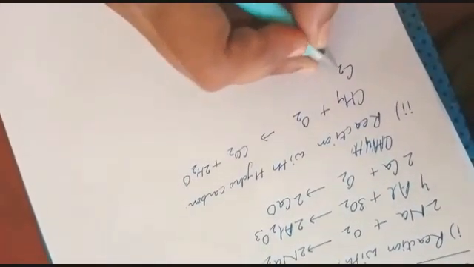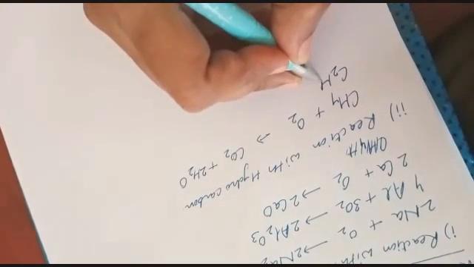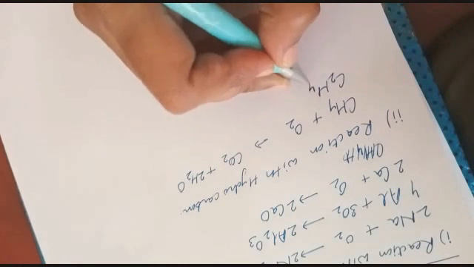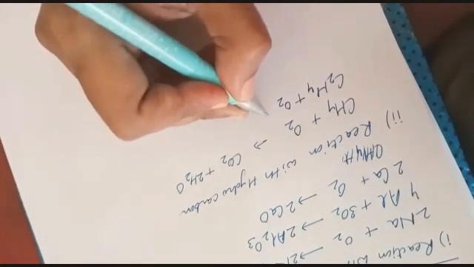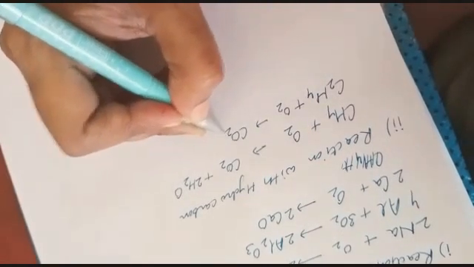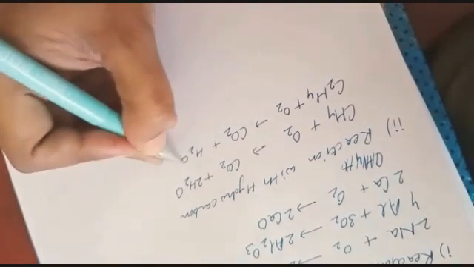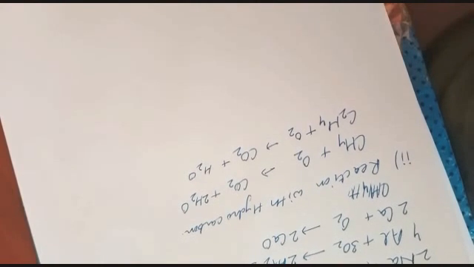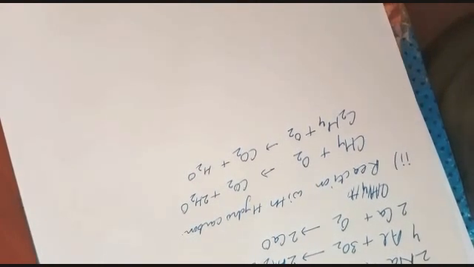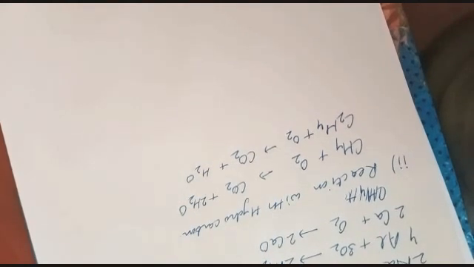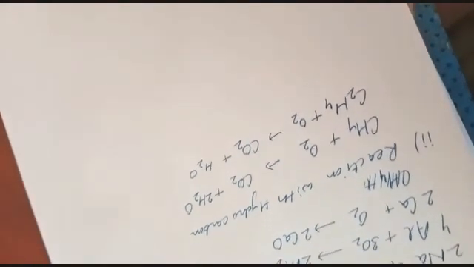Now when C2H4 reacts with O2 it gives CO2 plus H2O. How will this reaction occur? This question is given in your book also, at page number 185 of NCERT.